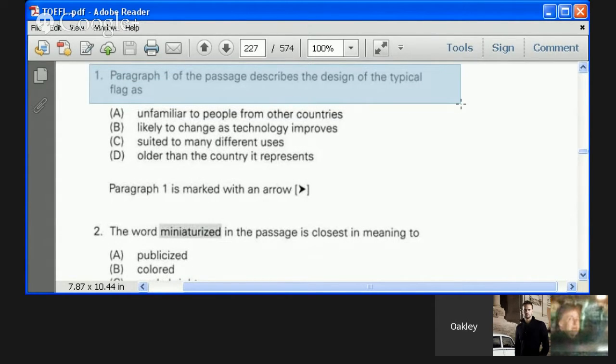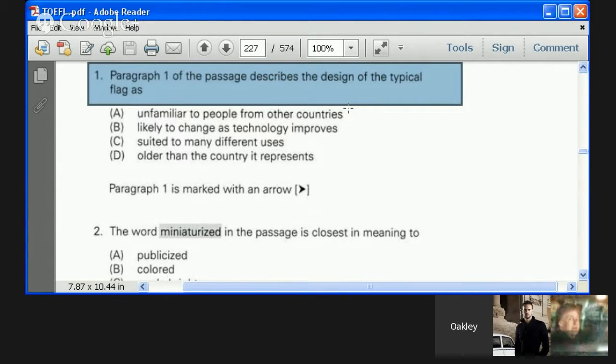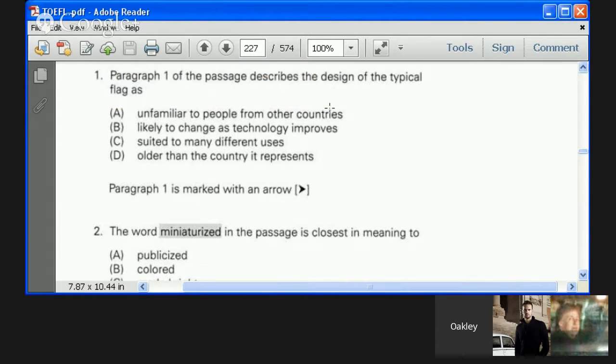Okay, Giovanni. Paragraph 1 of the passage describes the design of the typical flag as, okay, unfamiliar to people from other countries, likely to change as technology improves, too many players, older and the country represent. So, I don't know, but probably C is not correct because it's treated to many different uses. It's a generic answer. Maybe. Well, I don't know.